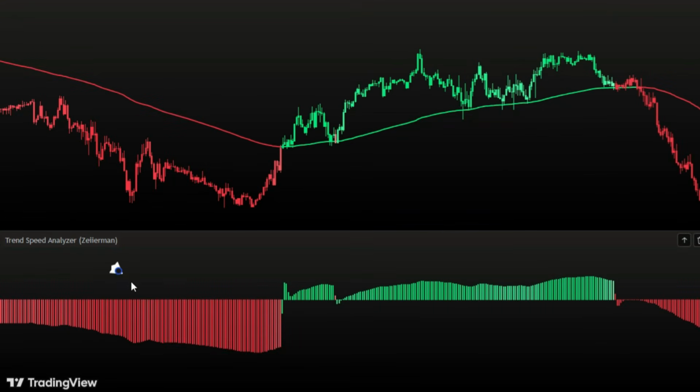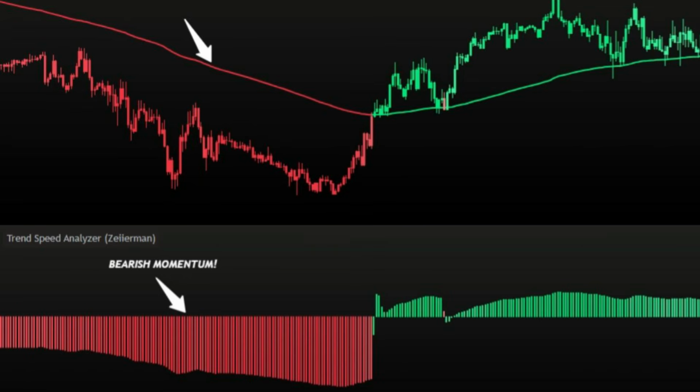The red histograms on the oscillator show that the market has bearish momentum, meaning the overall trend is bearish in that zone. You can confirm this visually. The candles are red and the trend following line is sloping downward and red as well.